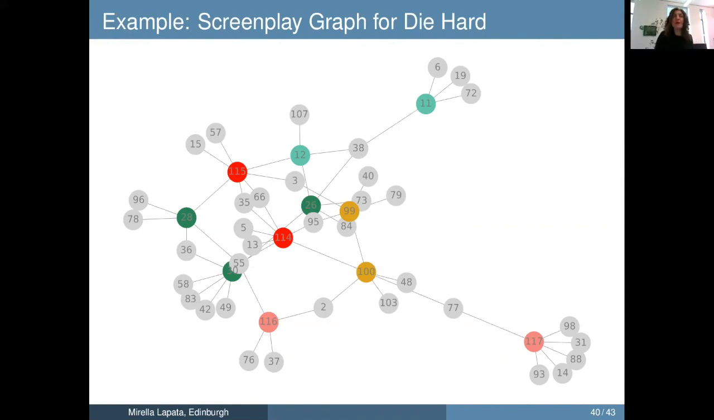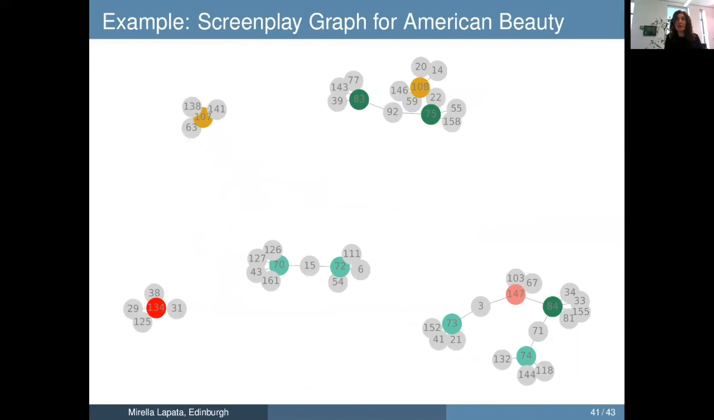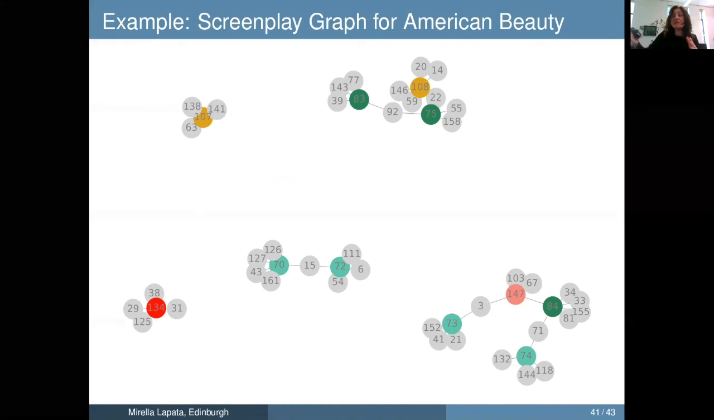Contrast this with a movie like American Beauty, which is a drama, and it has a lot of flashbacks. In fact, it starts with a flashback, and this is a lot less connected because it's a very different movie, a different genre, and it also shows that its narrative structure is very different.